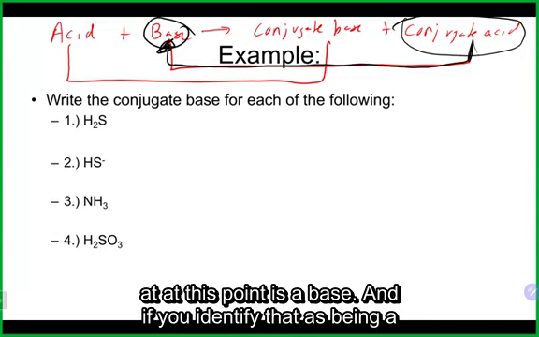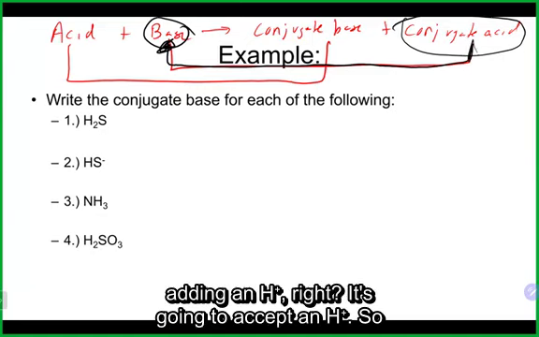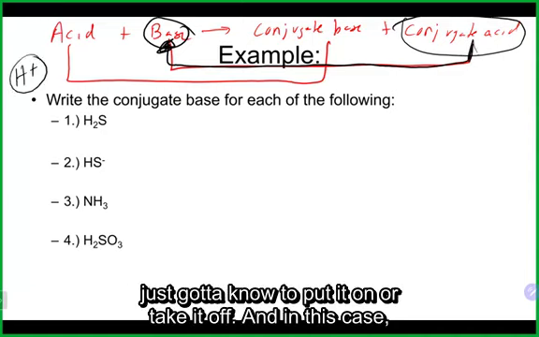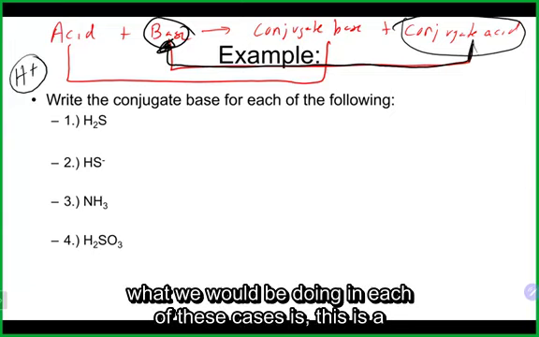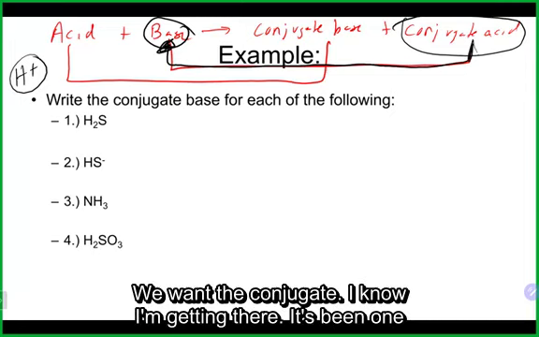And if you can identify that as being a base, all you have to do is the Bronsted Lowry definition of adding an H plus, right? It's going to accept an H plus. So you should always know in this case, H plus is the deal. You just got to know to put it on or take it off. And in this case, what we would be doing in each of these cases is this is a base. So we're going to, actually, we want the conjugate. We want the conjugate.